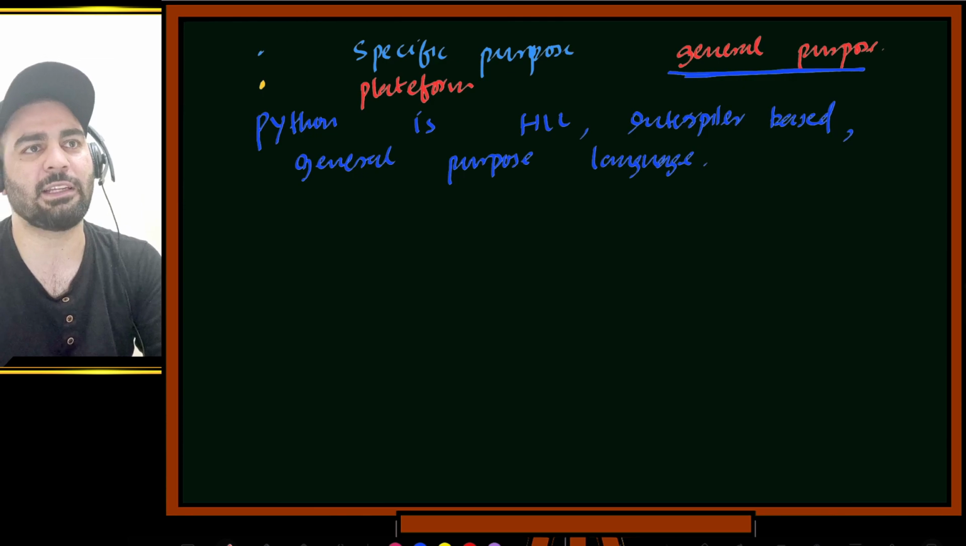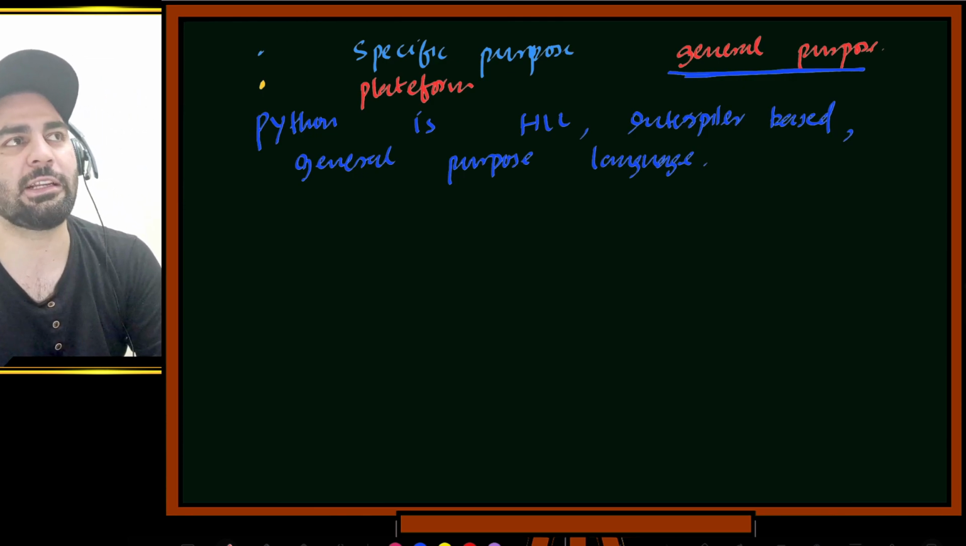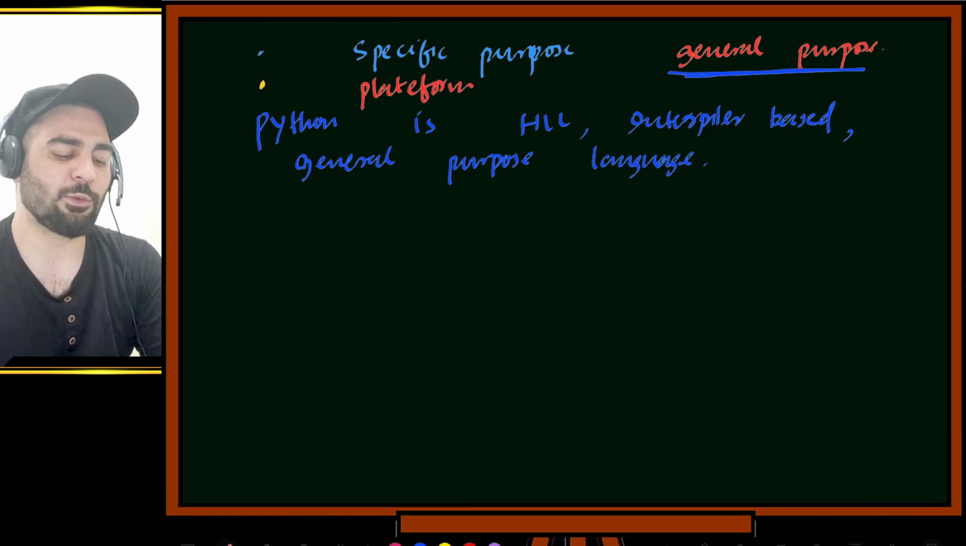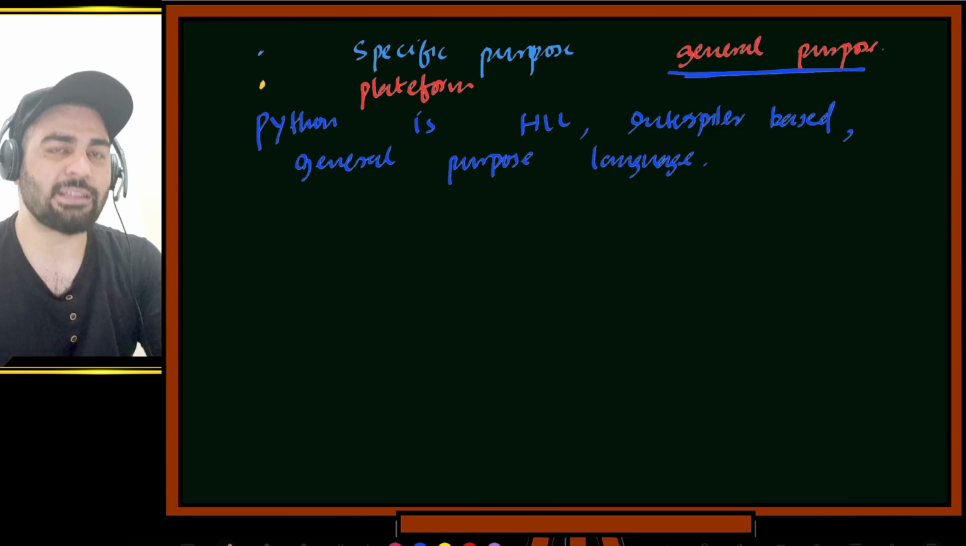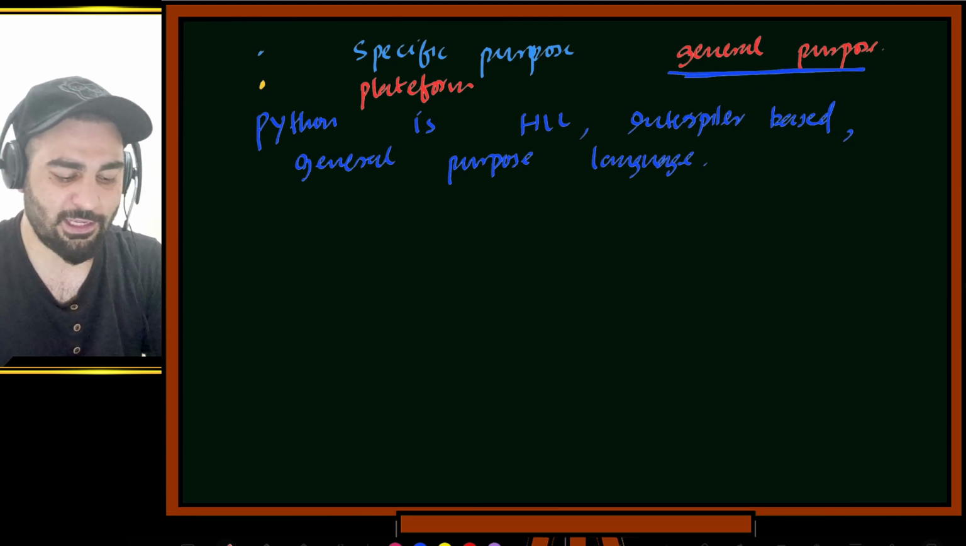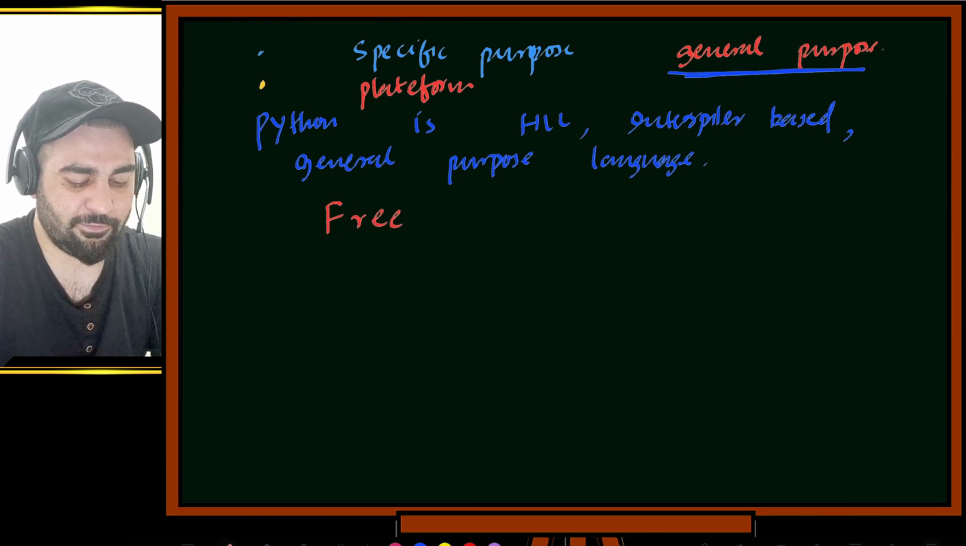But if you see Python, if you write a code on a Windows machine, you can take that whole Python code and easily run it on a Linux machine. Okay, that's what Python is. Python is platform independent. And the best thing about Python is that it's free and open source.